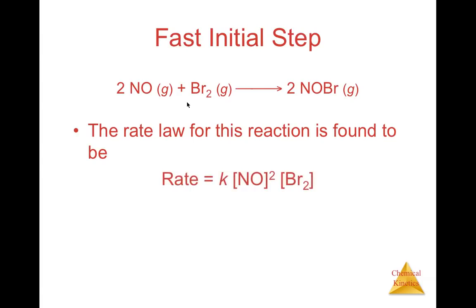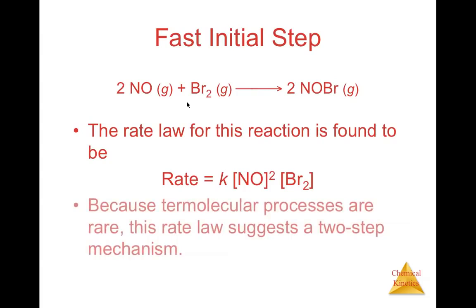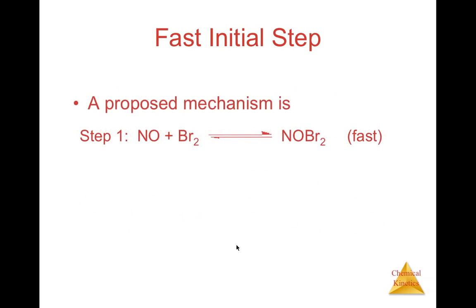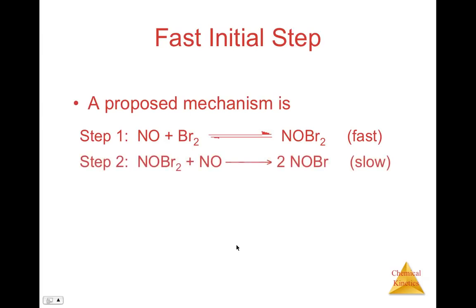The rate law for the reaction is found to be this one. Because a termolecular process is rare, the rate law suggests it must be 2 steps. For this to be true, 2 NOs and a Br2 would all have to collide with the correct orientation exactly at the right time. Termolecular steps are rare, and therefore it must happen in more than 1 step. Here's a proposed mechanism where the slow step is second.